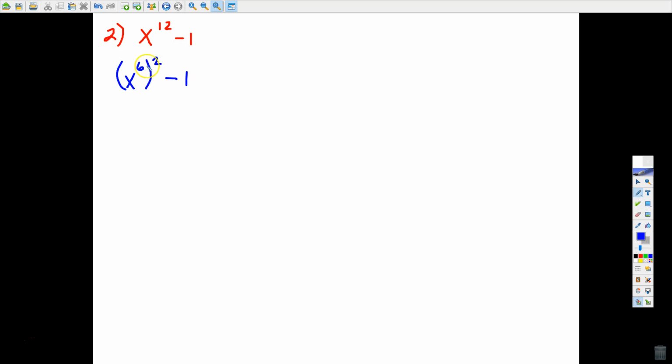And now I'm going to use that special factoring method that says the difference between two perfect squares. So in general, you factor two perfect squares, I'll just call them a squared minus b squared. And you've probably seen this before as a plus b times a minus b.